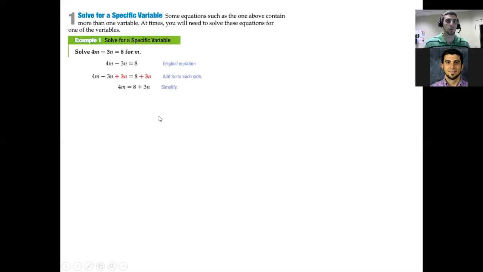Now to get rid of the 4, what do we do? Right, you divide. You have to divide everything on both sides by the 4. So 8 plus 3n, all of that divided by 4, not just the 8. Since it's division by 4, you can break it apart into two separate fractions, 8 over 4 and 3 over 4 n, and then the 8 over 4 reduces to a 2. So the fully simplified form is m equals 2 plus 3/4 n.